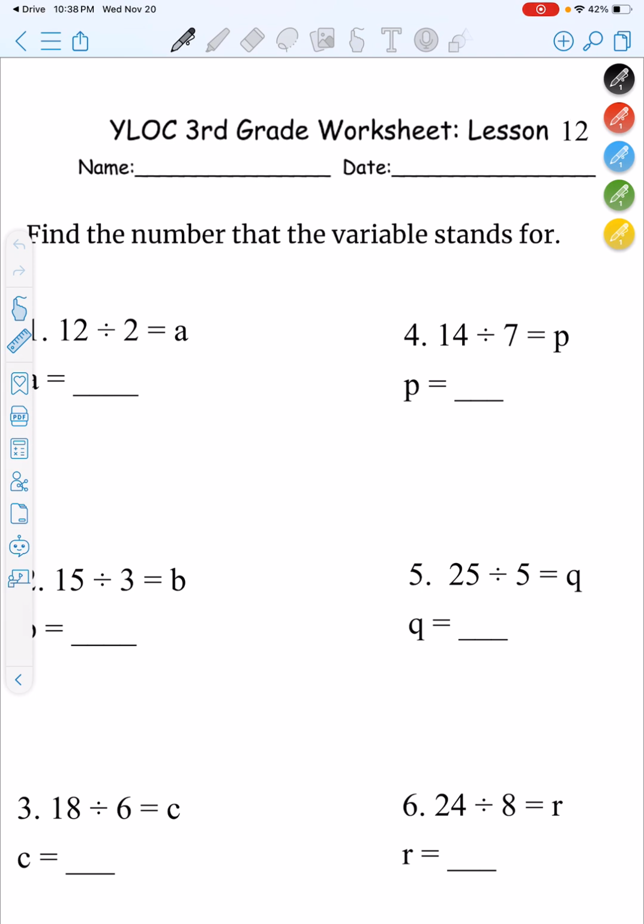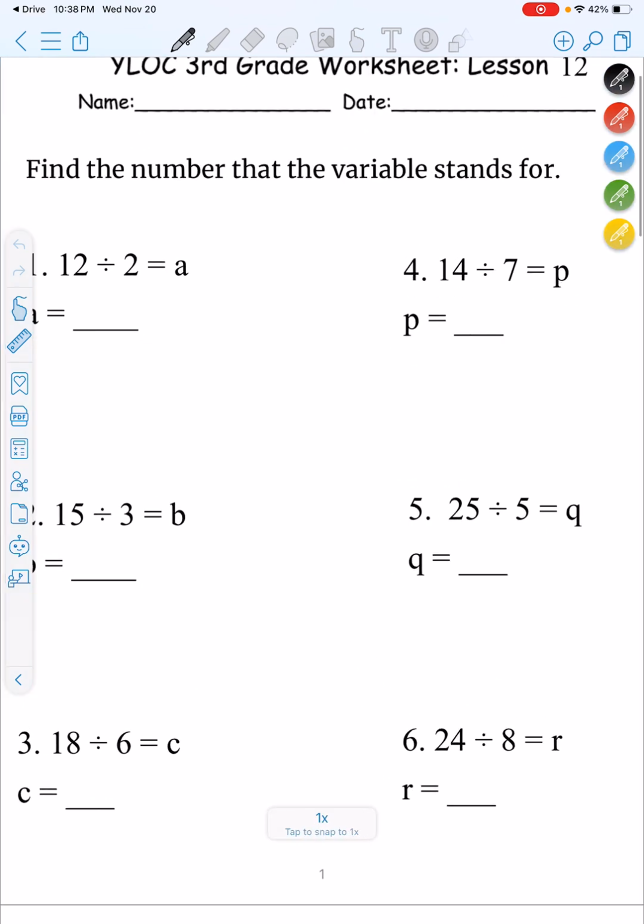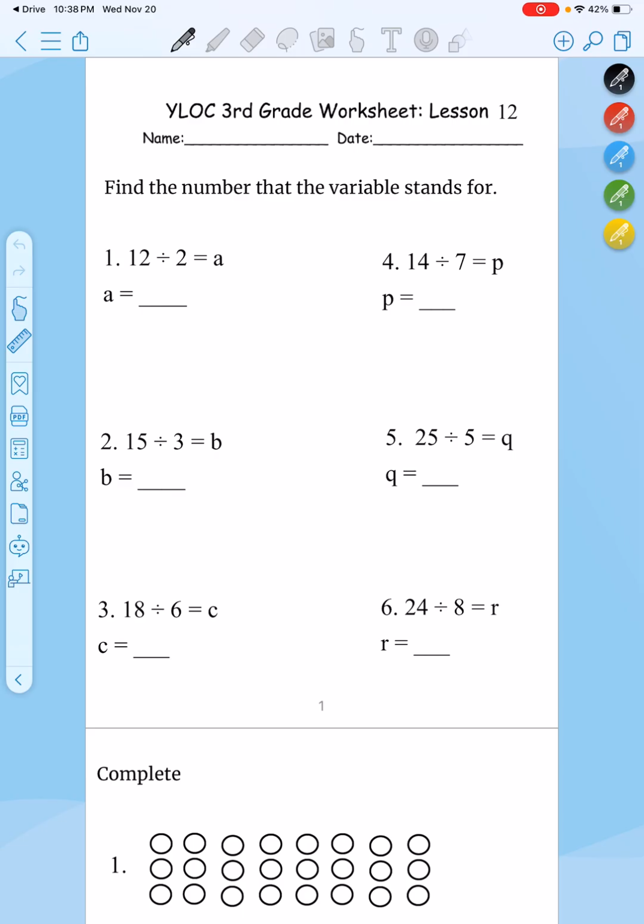Third grade lesson 12. Find a number that the variable stands for. So our variable is a, and we're trying to find it.